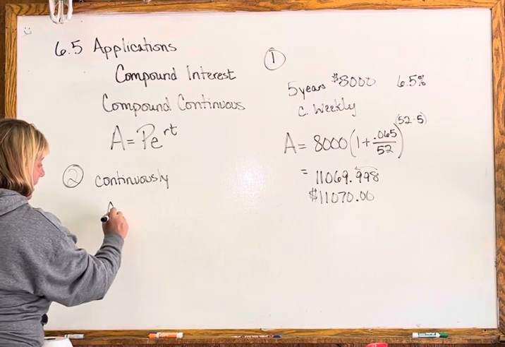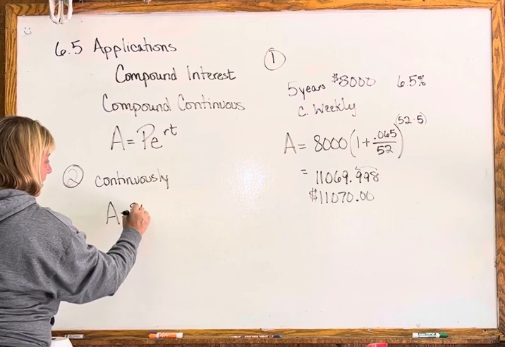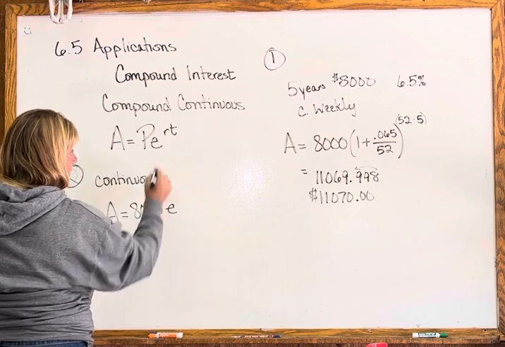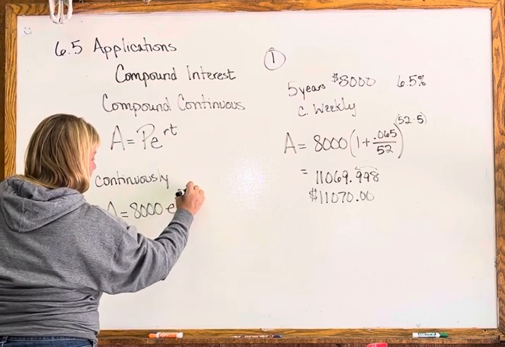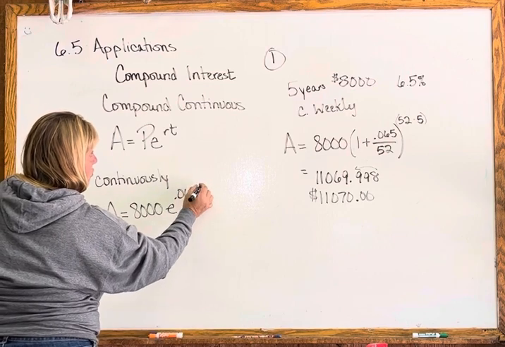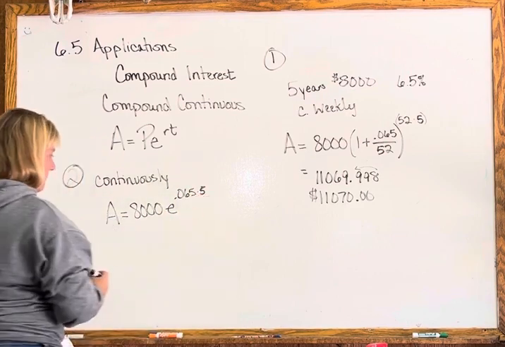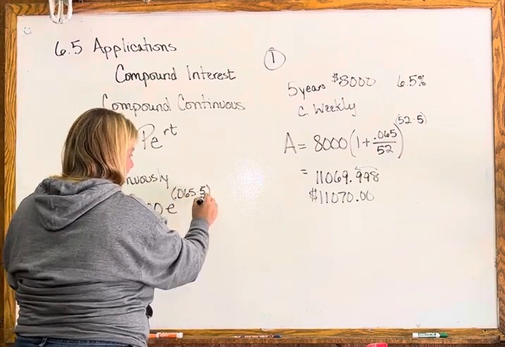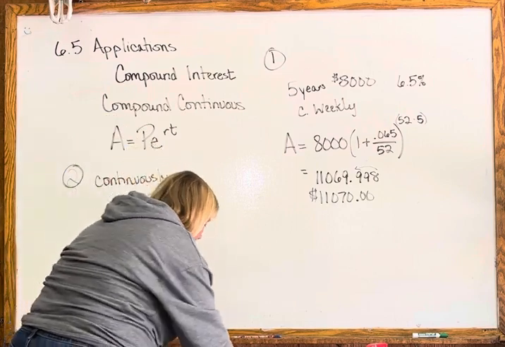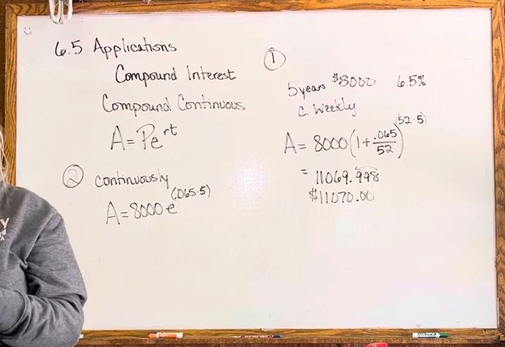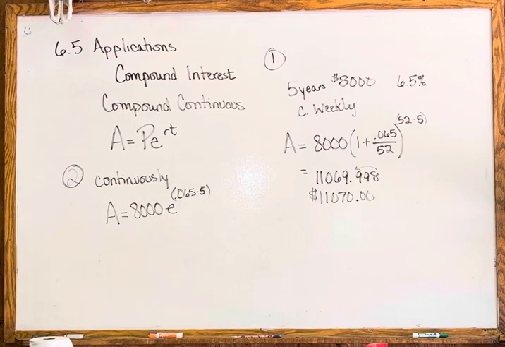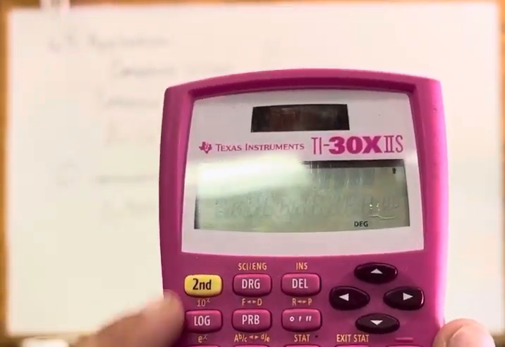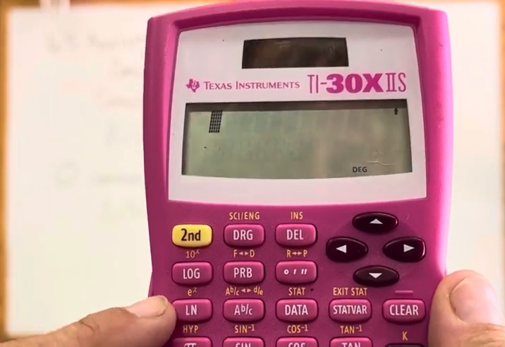So we go A equals, P is still our $8,000. Then we go e, our rate, rt, so 0.065 times our time, which was 5. Now, when you do this in your calculator, the calculator is going to give you the first parenthesis, and we just need to close it. Okay, so if you haven't done e on your calculator before, whether you're using the big guy or the little guy, your e is going to be on the left-hand column here, and wherever your LN is, the e is right above it.